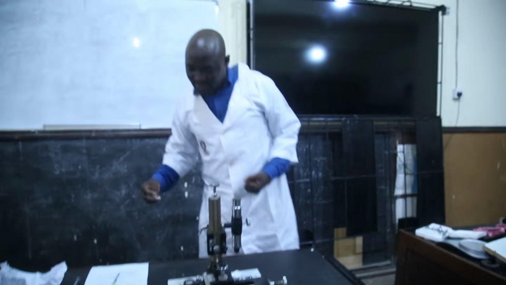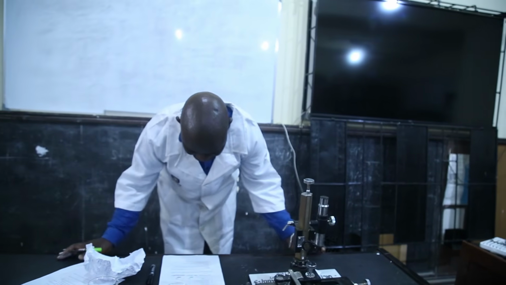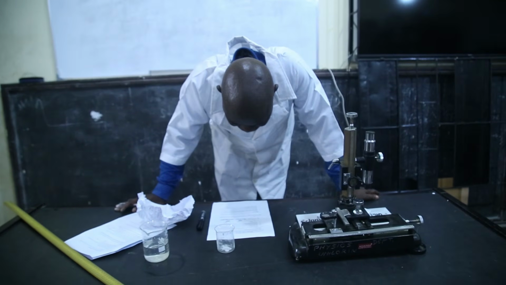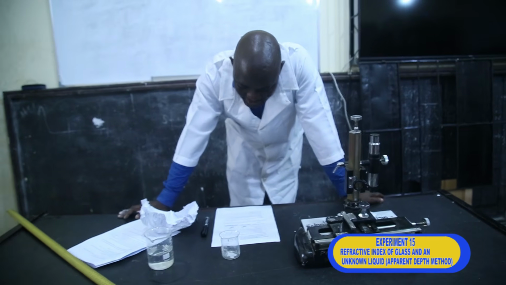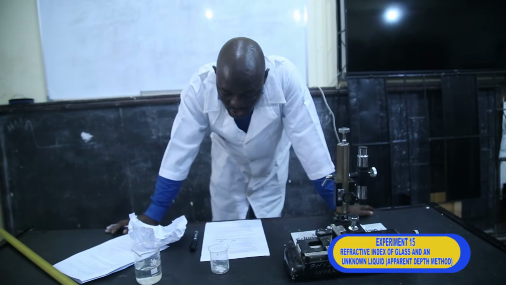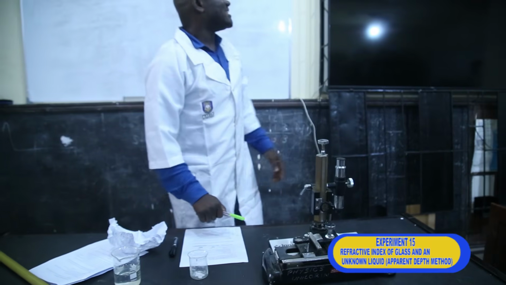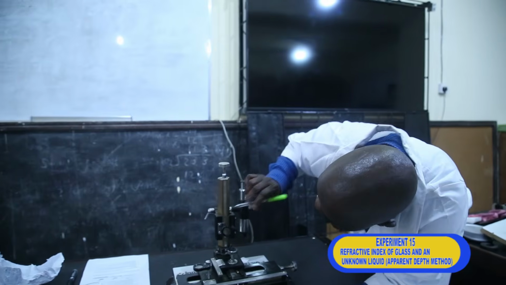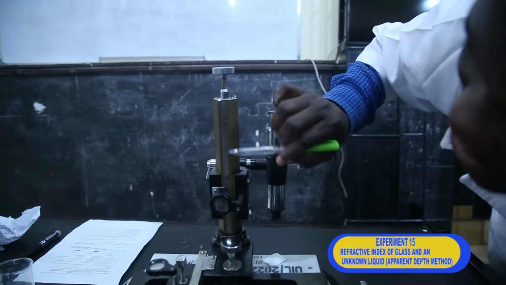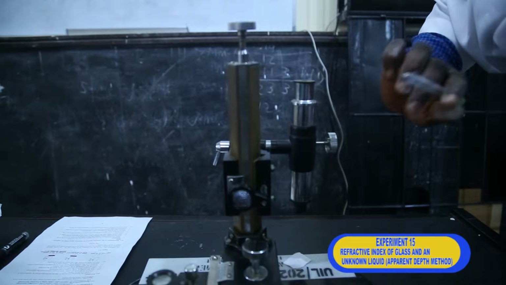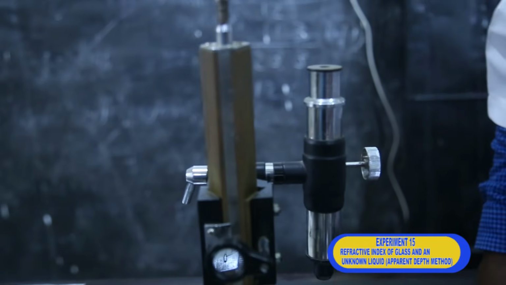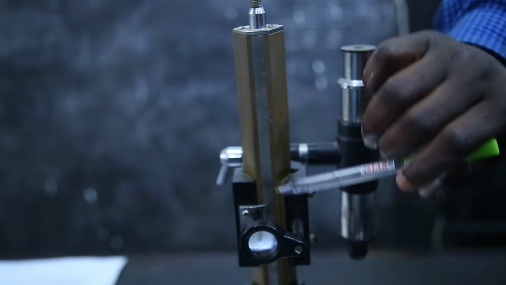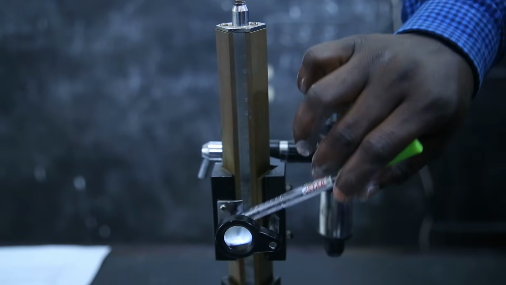Then what next? The manual says focus on an ink mark on a white sheet of paper placed under the microscope. Note this reading as your reading H1. How will you do that? Your reading is going to be here. This is called the vernier traveling microscope, but the vernier is just like the vernier caliper that you all know. It has the main scale. This is the main scale reading, and this is the vernier scale reading.